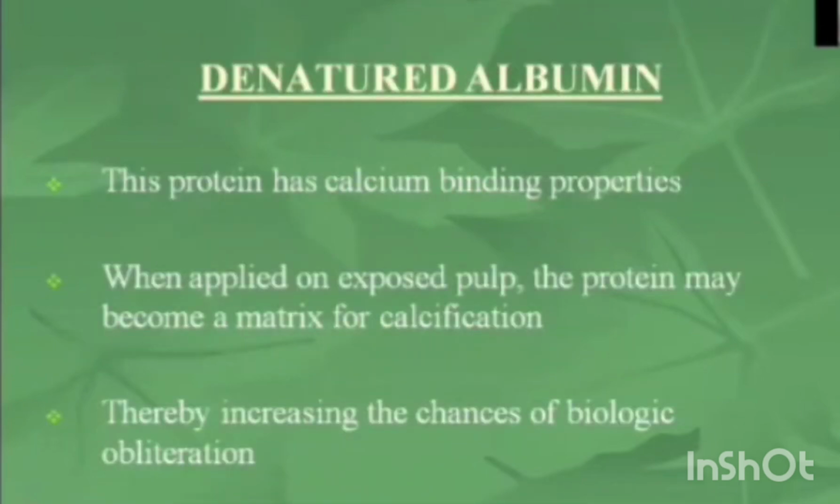Denatured albumin. This protein has calcium binding properties. When applied on the exposed pulp, the protein may become a matrix for calcification, thereby increasing the chances of biological obliteration.